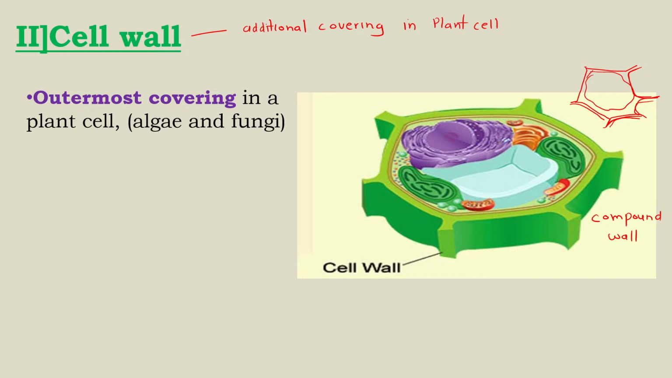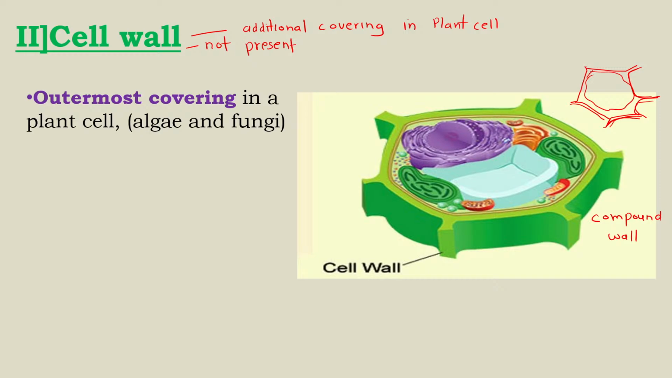So this additional layer which is present in the plant cell, what do we call it? Cell wall. Does the animal cell have a cell wall? The cell wall is not present in animals. It is absent in animals. Why is it present only in plant cells and not animal cells? That I will explain to you a little later.